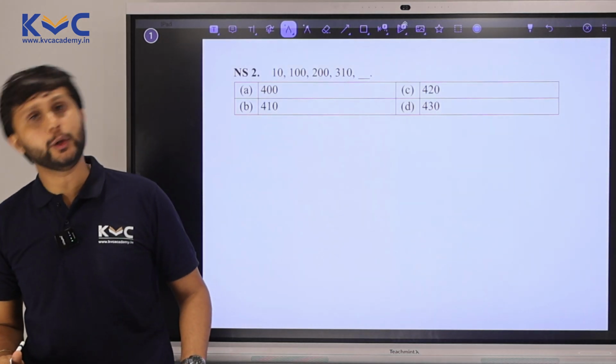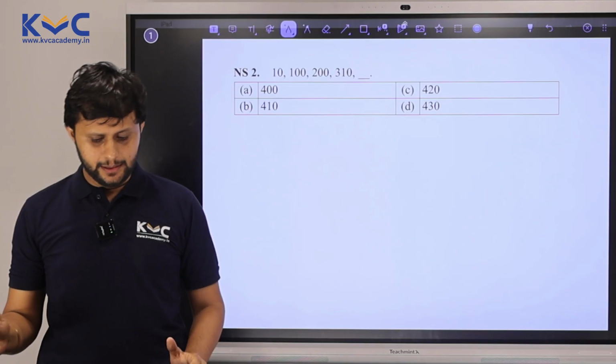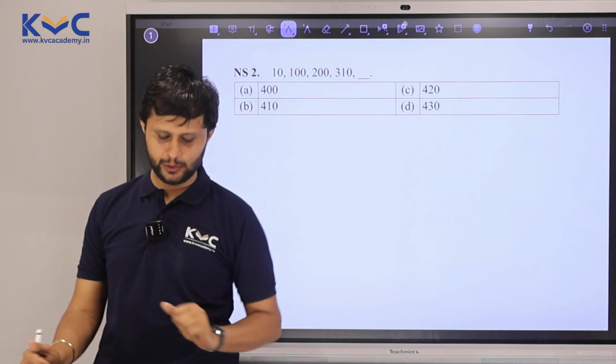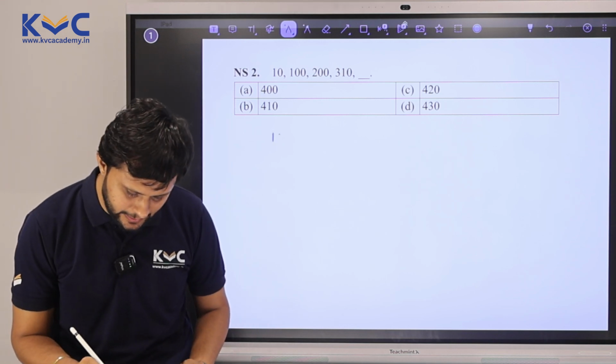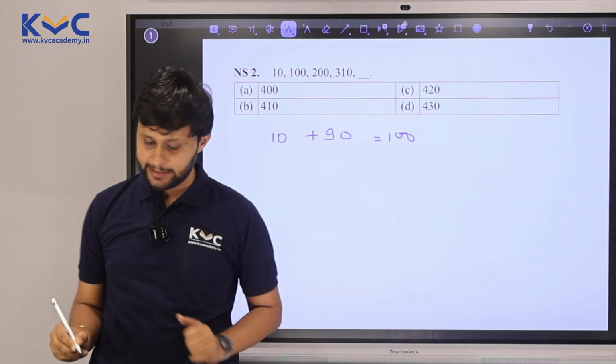Okay, question number 2. In the second question we have 10, 100, 200, 310. This time we'll try addition on the first. So we are starting with 10. We have to reach 100 and we have to add 90. Is that right? Yes, it is.